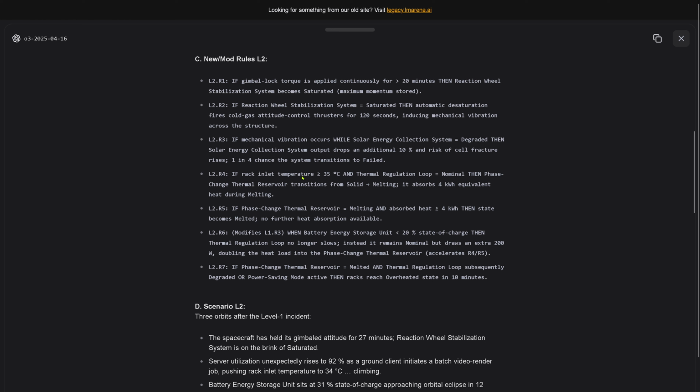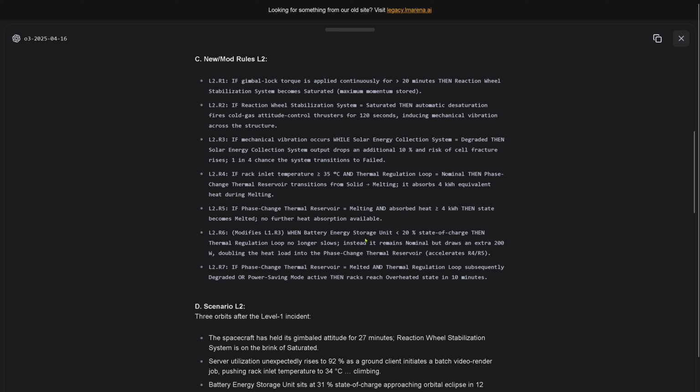If the rack inlet temperature is above 35 degrees Celsius and the thermal regulation loop is nominal, then the phase change thermal reservoir transitions from solid to melting. And this can absorb about 4 kilowatt hours equivalent heat during the melting process. Rule 5, if a phase change thermal reservoir is in the state of melting and it absorbed heat more in excess of 4 kilowatt hours, then the state becomes melted. No further heat absorption is available.